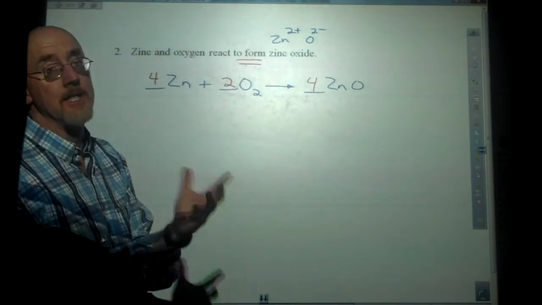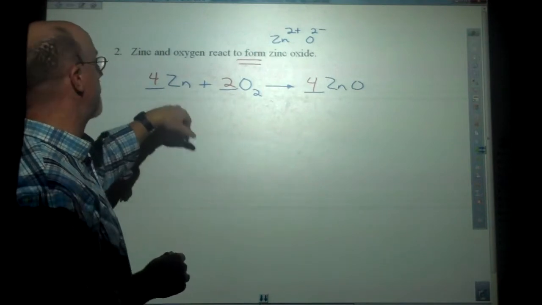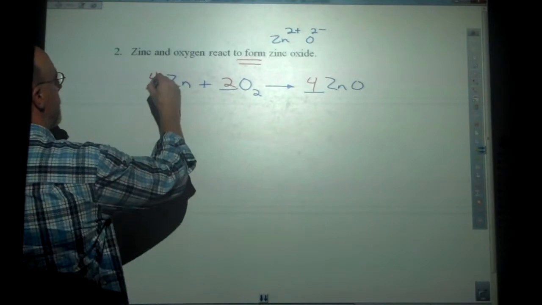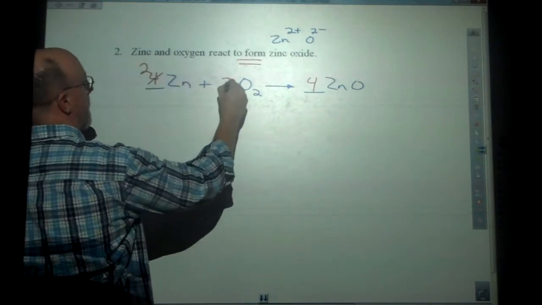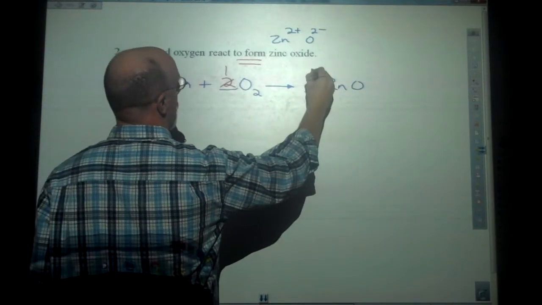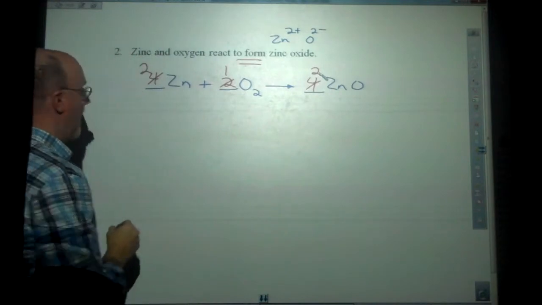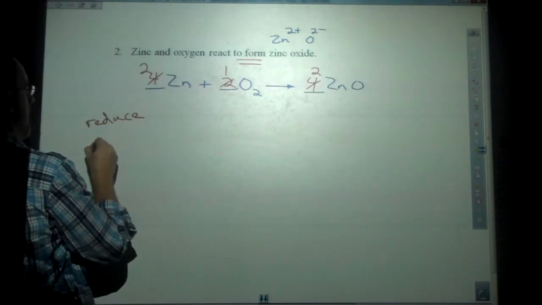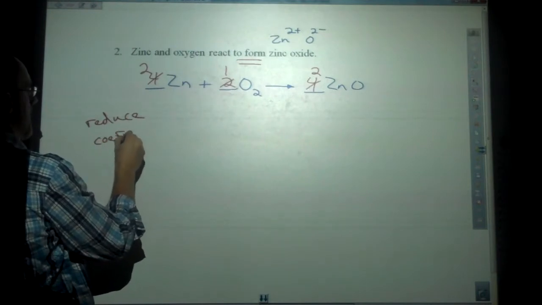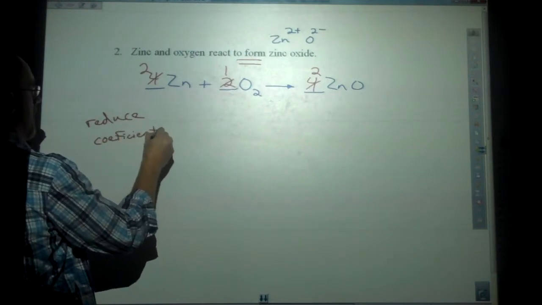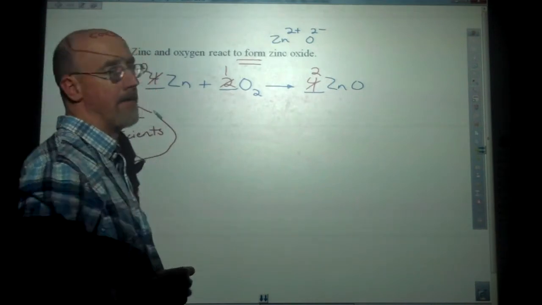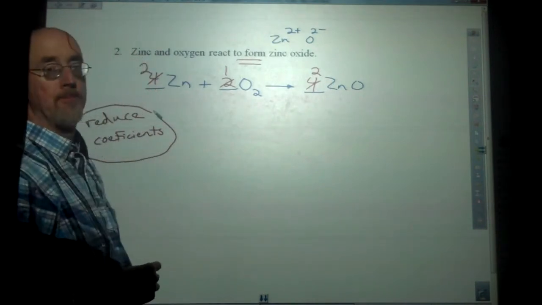What you need to realize is if you can, you want to reduce coefficients. 4 to 2 to 4, I can reduce each of those by a factor of 2. So the final balanced reaction would be 2 to 1 to 2. So if you can, you want to reduce coefficients. That's the trick, or something to be aware of related to problems like that. Okay, so there's number 2.